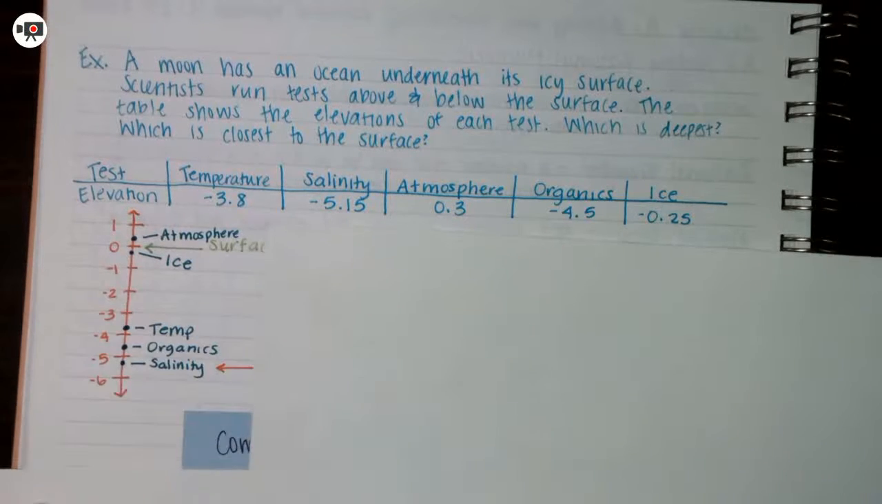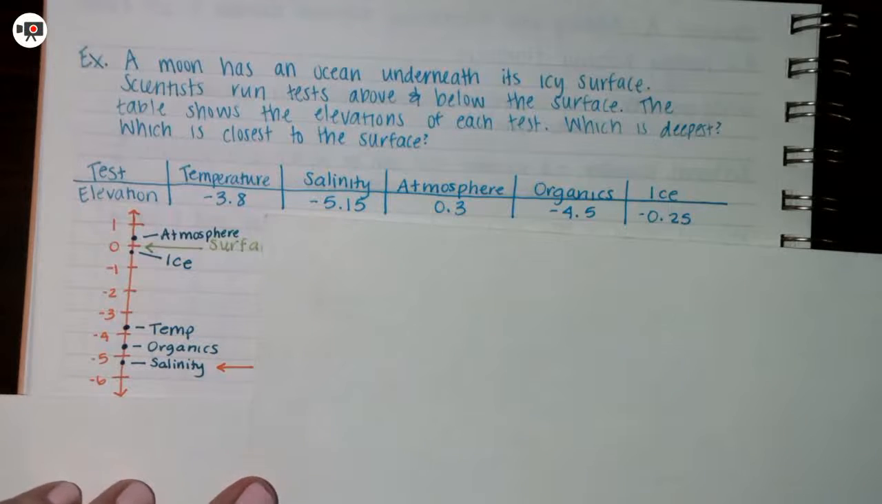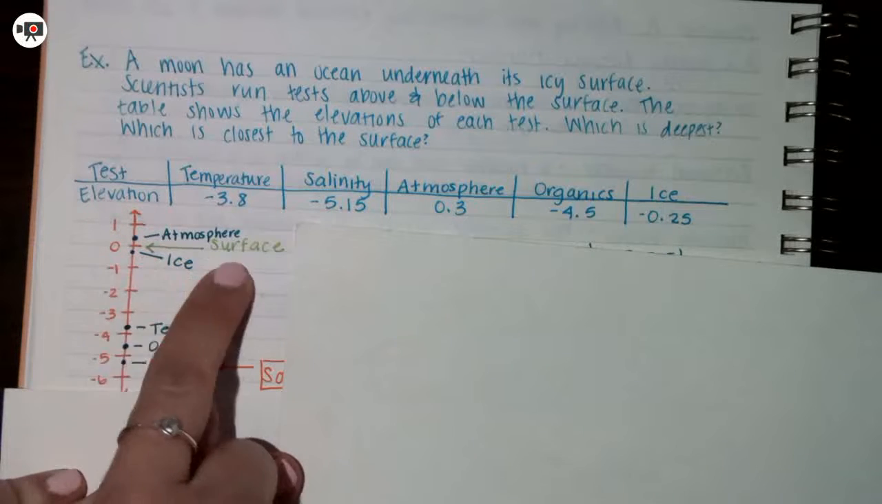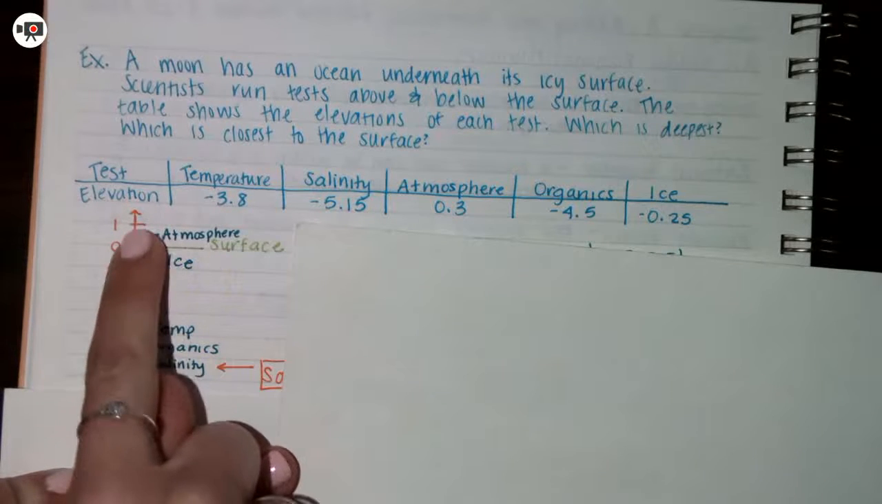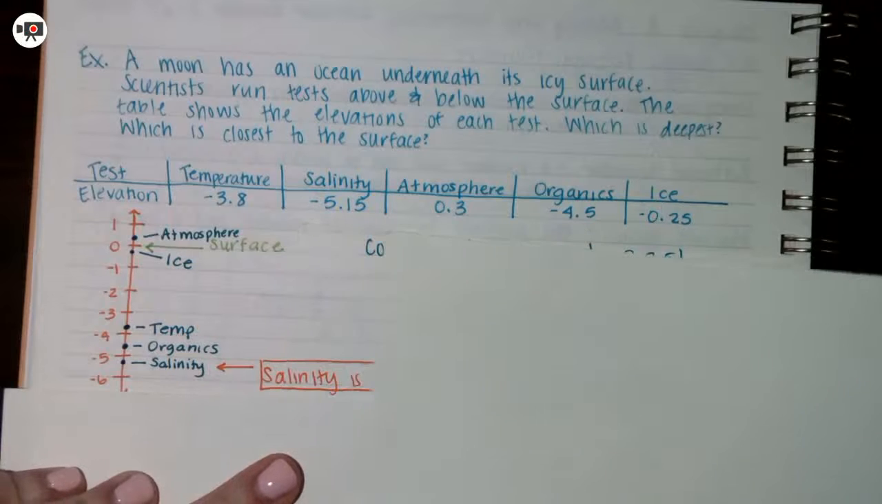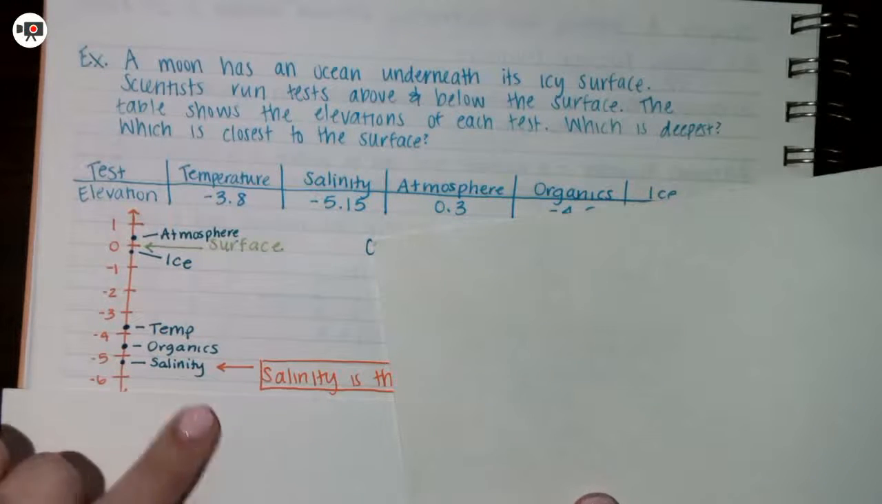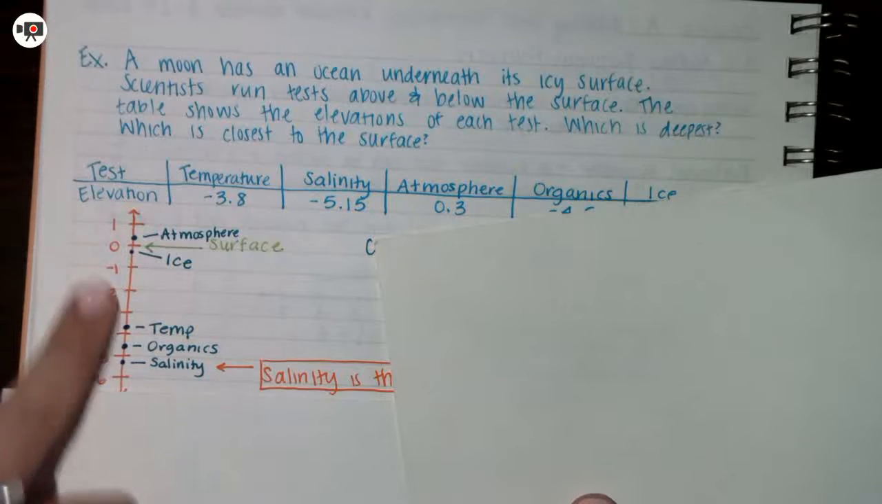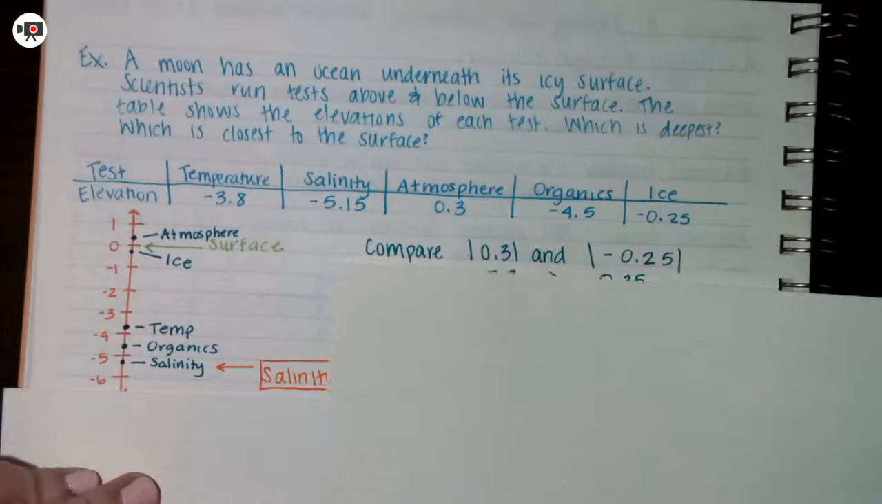So I'm going to make a number line and put each of these tests on the number line. So 0 is going to be the surface, and then positive numbers are above, negative numbers are below. So I can see that salinity is the deepest. It's the one with the lowest number, furthest away from 0.